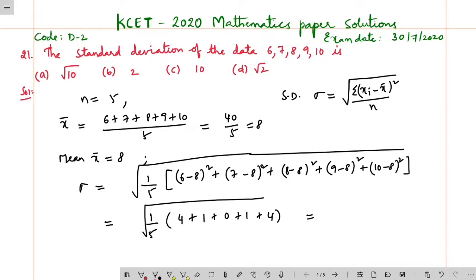So 4 plus 1 is 5, 5 plus 5 is 10. It is 10 upon 5, so this becomes root 2. Therefore the standard deviation of the given observations is root 2. So we can take option D. We'll see the next question.